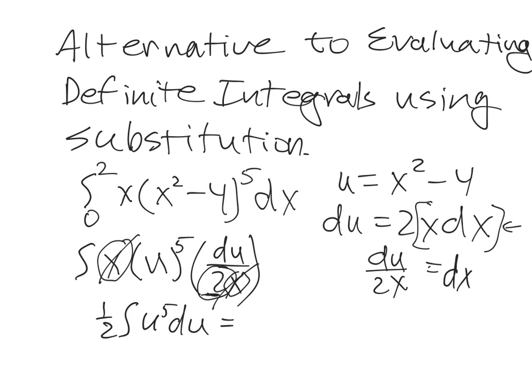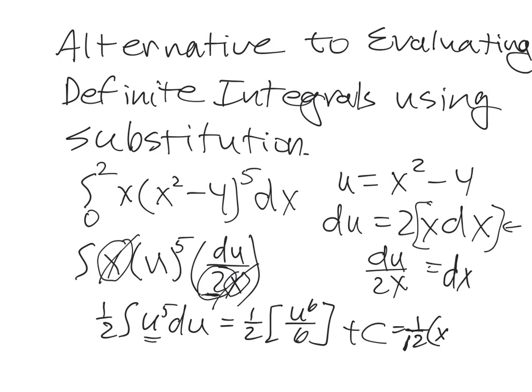And now, when we find the antiderivative, we do what? We'll get u to the 6th over 6. And technically, if we're only looking for the antiderivative, we'd put plus c, and then resubstituting, we'd end up with 1/2, or, well, let's go ahead and multiply, 1/12, 2 times 6 in the denominator. So 1/12, and then u to the 6th. Well, u is x squared minus 4, to the 6th plus c.